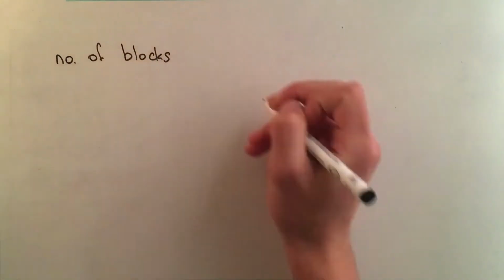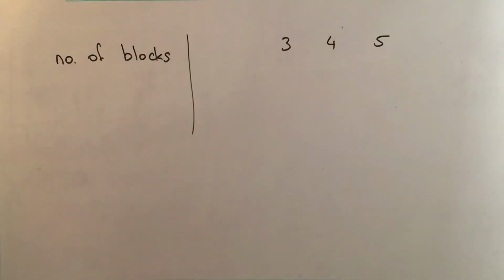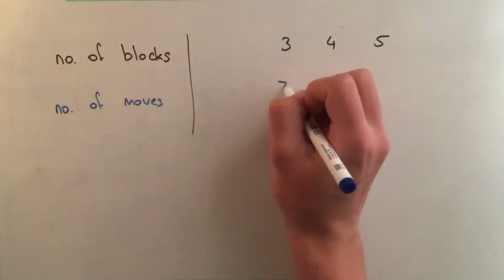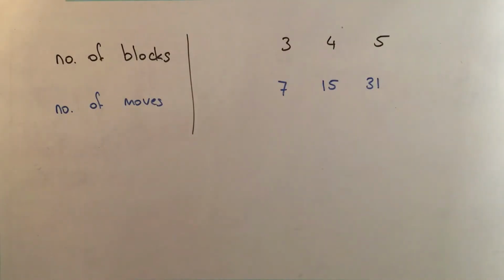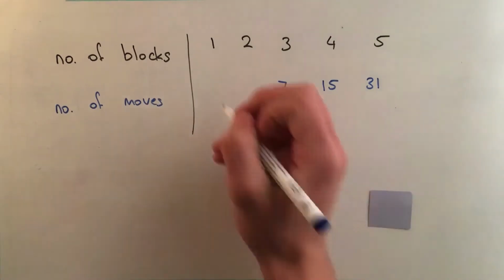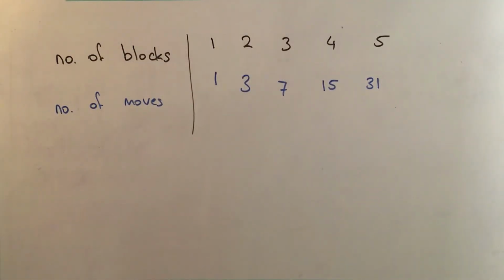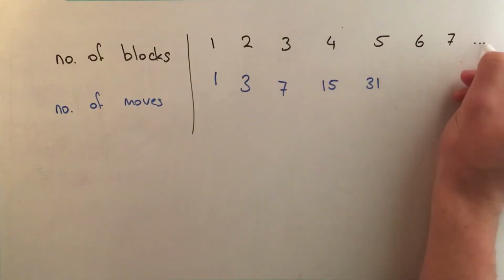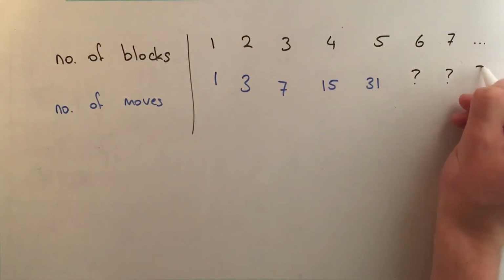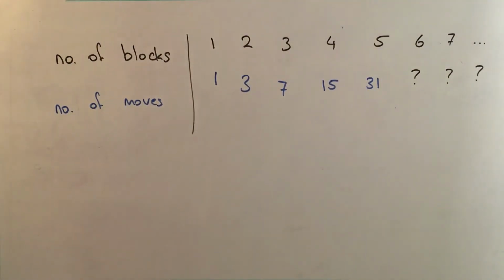So far, we know that 3, 4, and 5 blocks can be solved in 7, 15, and 31 moves respectively. If we think about having just 1 or 2 blocks, which we can solve in 1 and 3 moves, then we have the sequence 1, 3, 7, 15, 31. Can you spot a pattern in these numbers? How many moves do you think it would take to move a 6, 7, or 8 block tower?